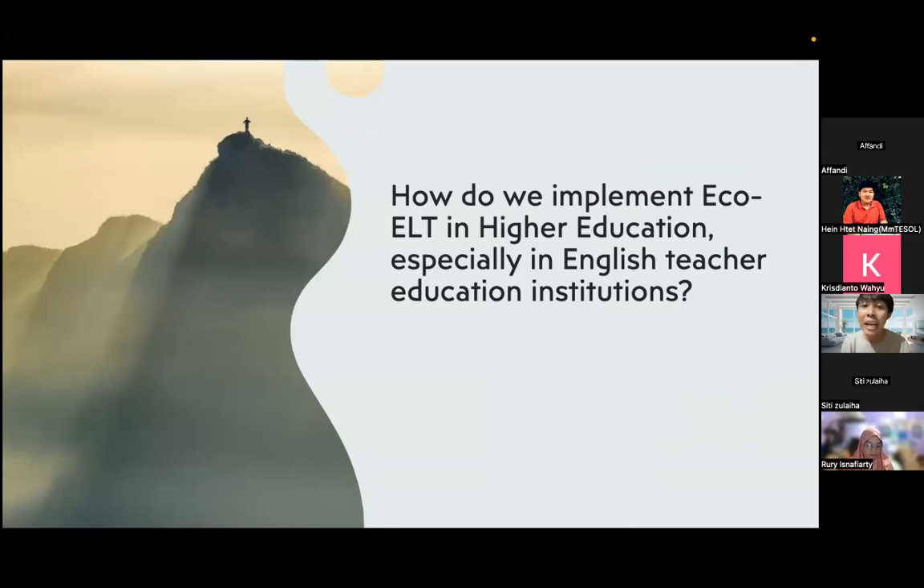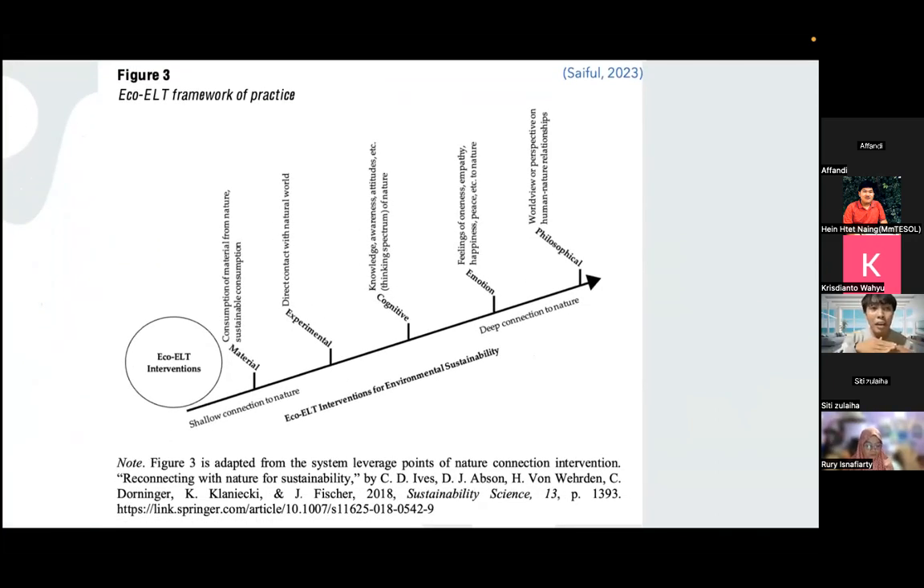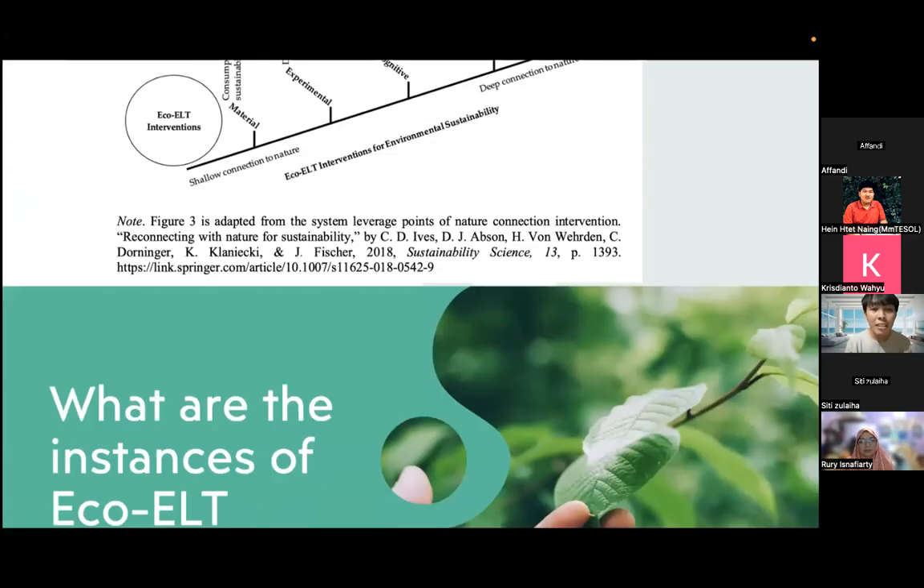So how do we implement Eco-ELT in English classes? There are many kinds of range, but I propose this kind of five range. I call it Eco-ELT interventions. So you can teach about sustainable consumption in English classes, or you can use an experiential approach. You can bring students out into nature, to observe nature, and then afterwards to do a report in English about nature, presentations about nature. You can also develop their cognitive competencies, such as knowledge, awareness, or attitude towards nature, emotion, their feelings of happiness, oneness, empathy towards nature, or even shifting their worldview. You can have eco-critical discussions in this case to discuss their roles as humans in nature, in English, of course.